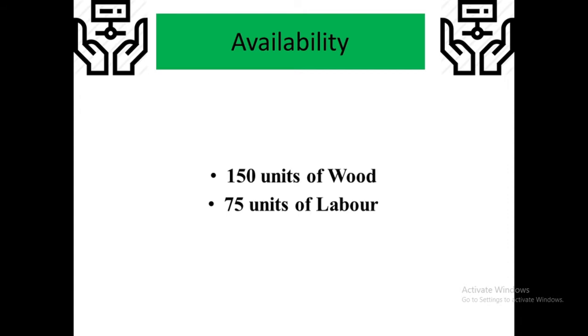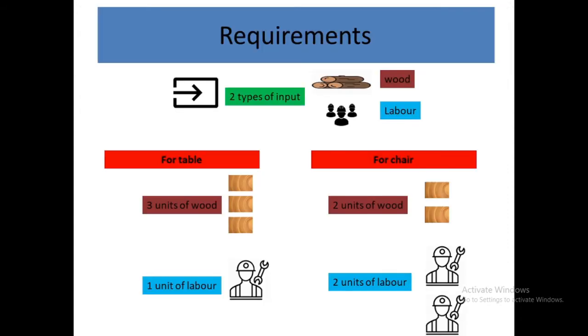From this, how can we develop the mathematical model? Let's see. These two types of inputs are needed to produce the tables and chairs: number one is wood, number two is labor. From 4M, I consider men and materials. For making a table, 3 units of wood and 1 unit of labor are required. This is my assumption. And for producing a chair, I place 2 units of wood and 2 units of labor. Here unit means numbers.